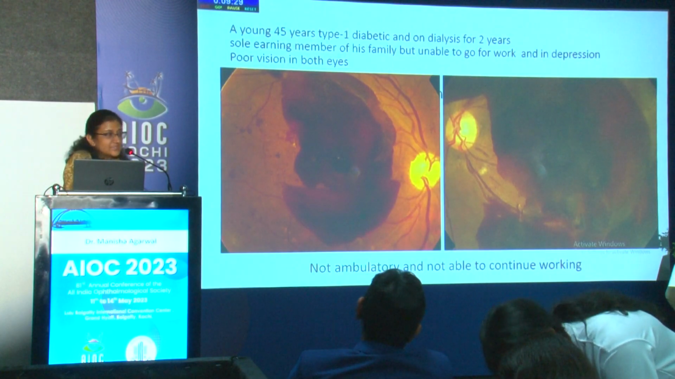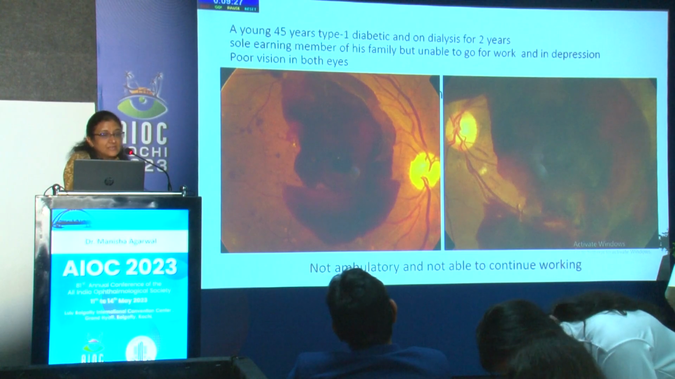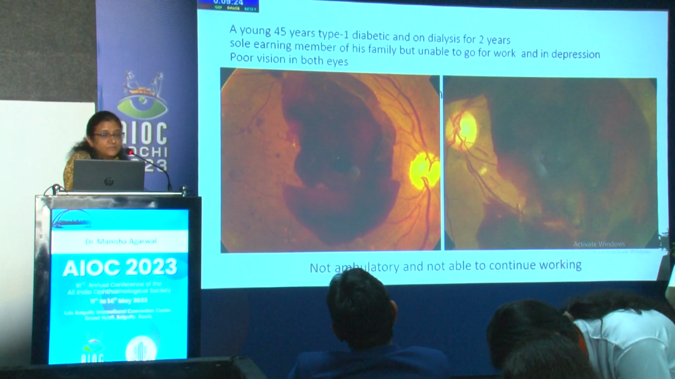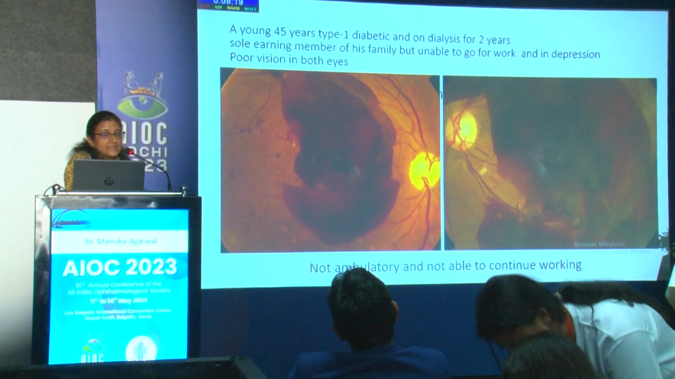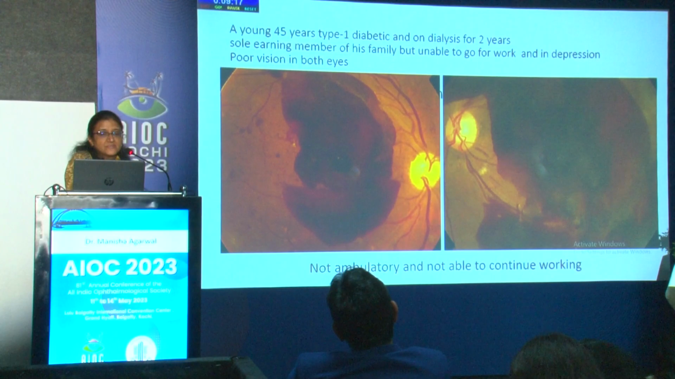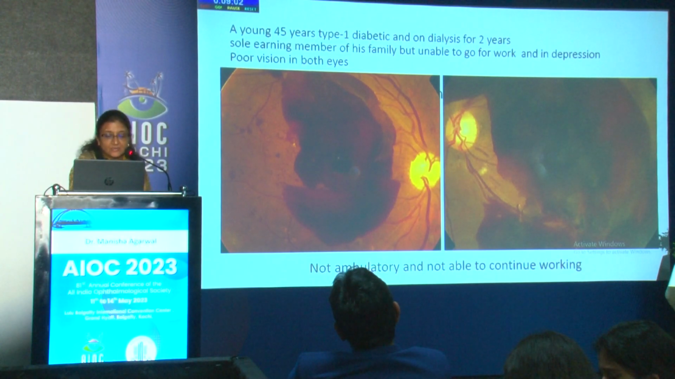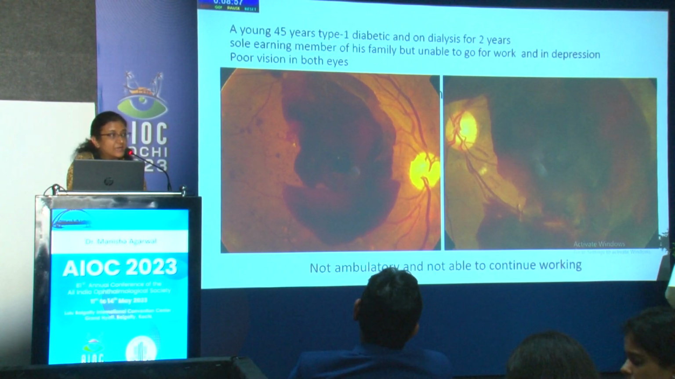So, just a case example to begin my talk on where the relevance is. This is a young 45-year-old type 1 diabetic and on dialysis for 2 years. And he's apparently the sole earning member of his family, but not able to work and in severe depression just because he's not able to support his family. And this is very often the clinical picture of the patients that we are seeing day in and day out in our clinics, feeling extremely helpless that we are not really able to do much, and why these patients are not coming much earlier to the eye hospitals or to eye specialists.